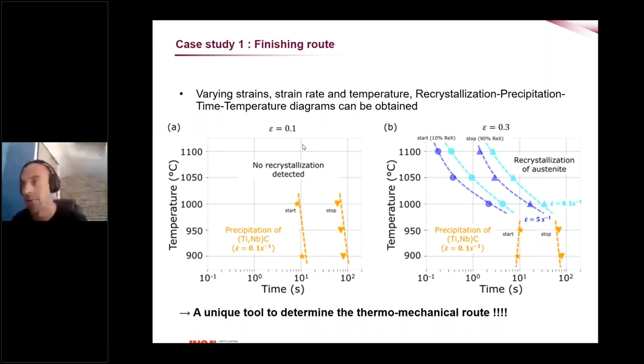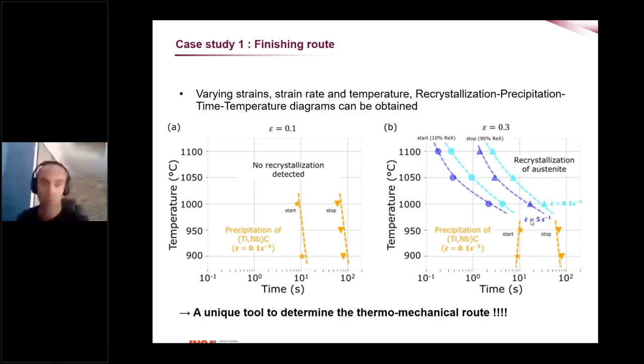Now, if you increase the strain, you increase the driving force for recrystallization, and in that case, you may have, according to temperature, different types of metallurgical phenomena that appear. At high temperature, you will have recrystallization with different kinetics. The higher the temperature, definitely the faster the kinetics of recrystallization of austenite. And you have precipitation of titanium niobium carbides at lower temperature, almost exactly the same as with a low strain, because there is no real strain effect on these precipitations.